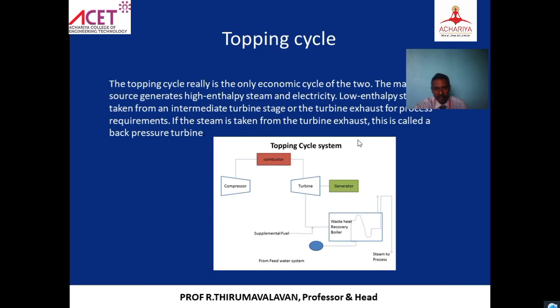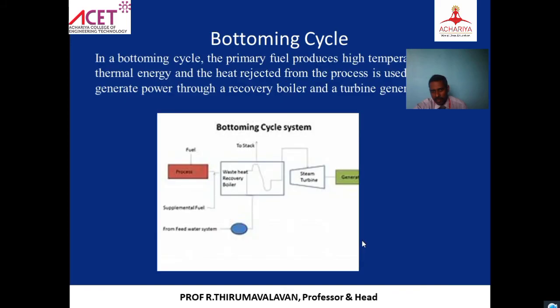The same topping cycle, for example I am giving: the compressor compresses, the combustor burns, and the gas is expanded in the turbine. Then it goes to the heat recovery boiler, which is a heat exchanger. The first part is the compressor, combustion chamber, and expansion in the turbine. After expansion, the flue gas still has some heat energy. That heat energy is used for recovery by another cycle, which we call the bottoming cycle. So again the heat recovery in the boiler takes place.